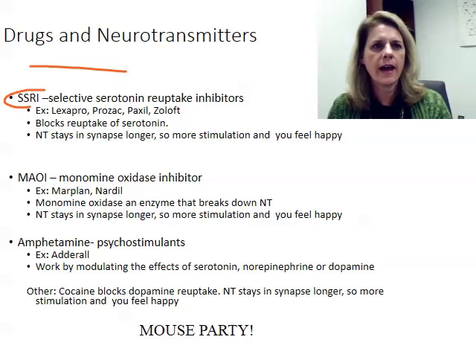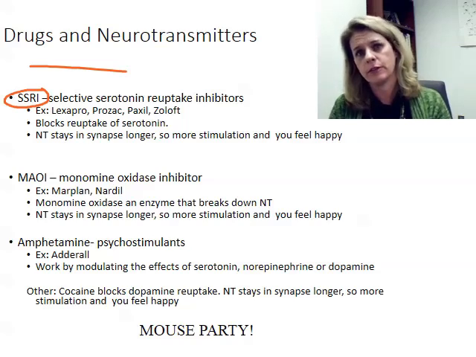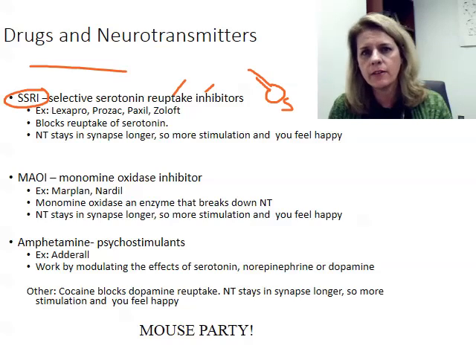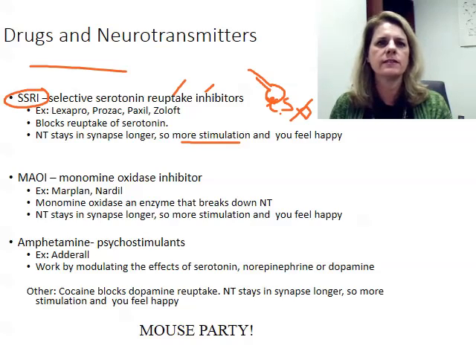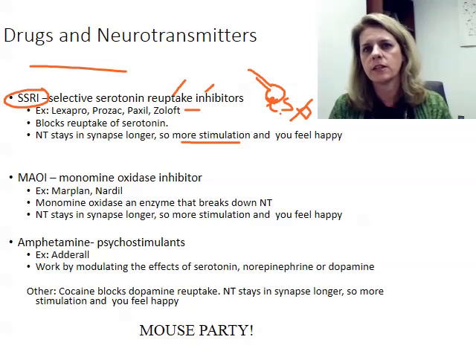So one class are your SSRIs, which are your selective serotonin reuptake inhibitors. So remember your axon. Okay, so let's say serotonin's out in the membrane and it's able to bind its receptor. Well, if you have a reuptake inhibitor, that means it's not allowed to be taken back up into the axon terminal. It's going to stay in the synapse longer, and it allows you to feel happy. So this is an example: Lexapro, Prozac, Paxil, Zoloft. They all work like that. They just allow the neurotransmitter to stay in the synapse longer.